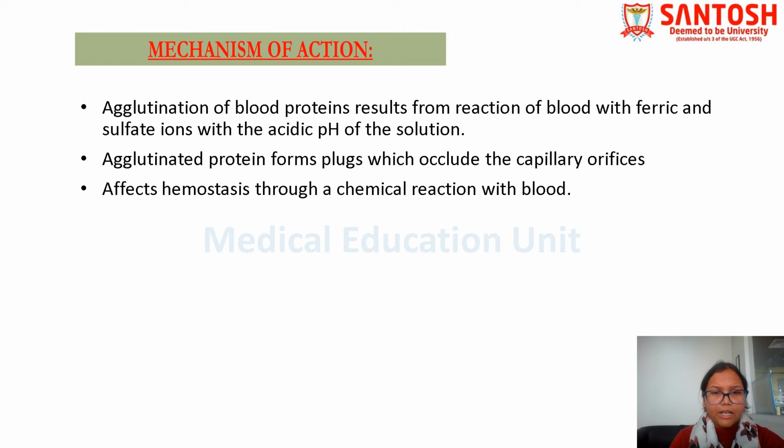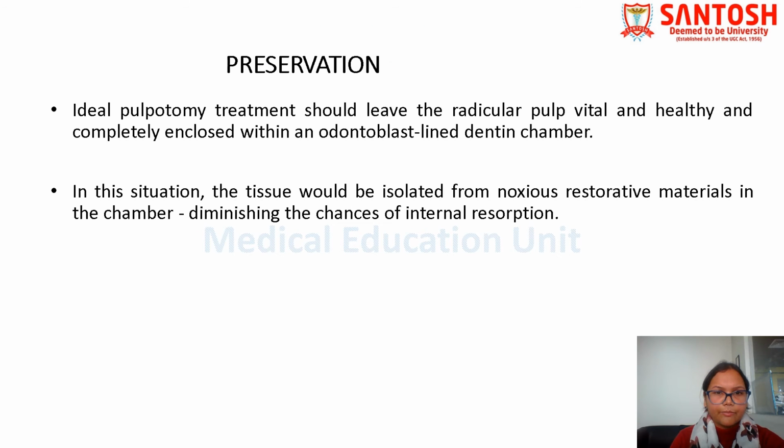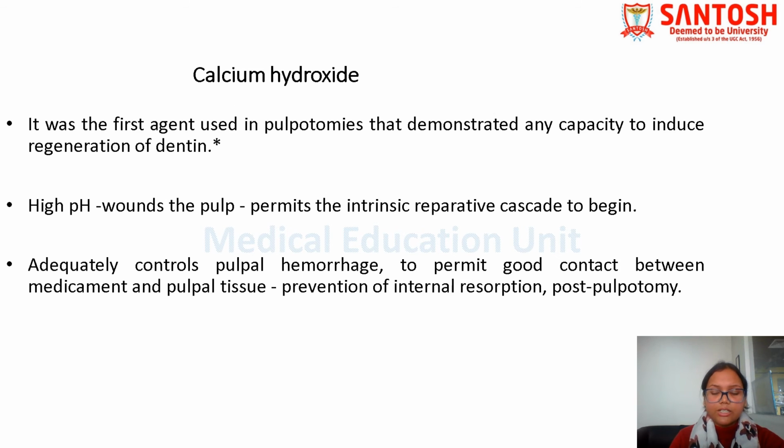Glutenated proteins form plugs which occlude the capillary orifices, and it affects hemostasis through a chemical reaction with blood. Now coming on to the preservation. Ideal pulpotomy treatment should have the radicular pulp vital, healthy, and completely enclosed within an odontoblast-lined dentine chamber. In this situation, the tissue would be isolated from noxious restorative materials in the chamber, thus diminishing the chances of internal resorption. For such results, we use different medicaments.